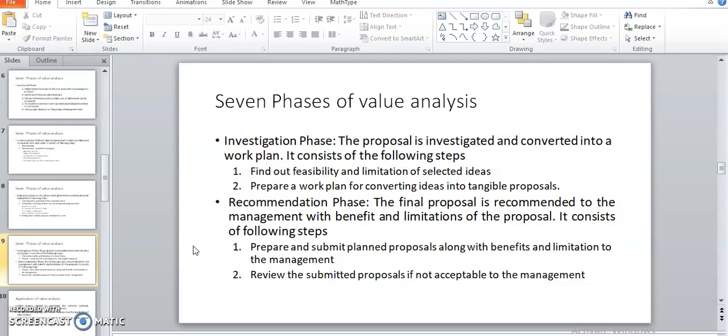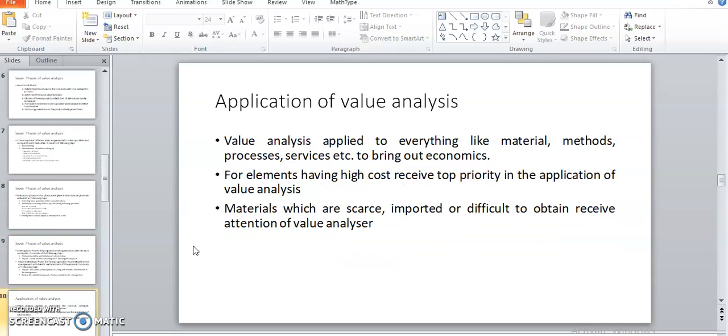With the 7 phases of value analysis, we can eliminate unwanted cost by defining unwanted functions and removing that unwanted cost. Again, these are the applications of value analysis. We can apply it to the resources of a particular product, which are the material, methods, process, services, etc., to bring that cost to a lower value.